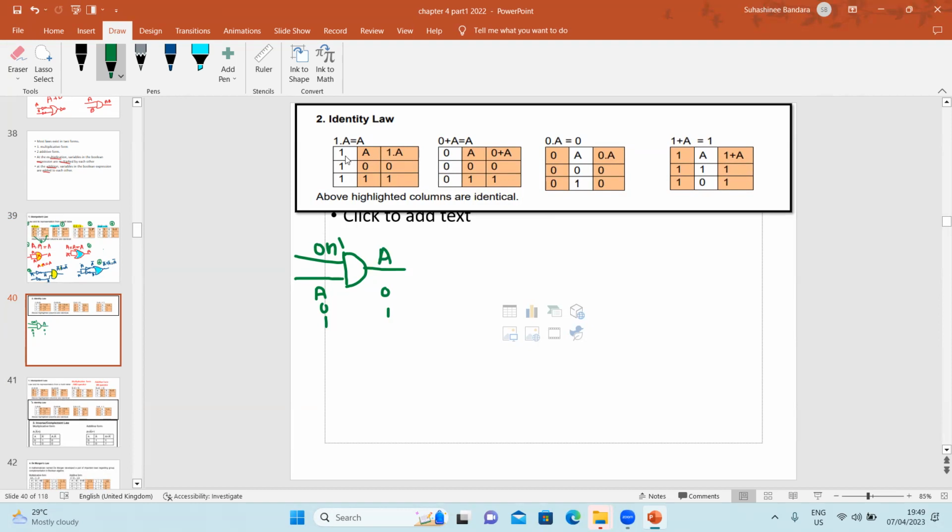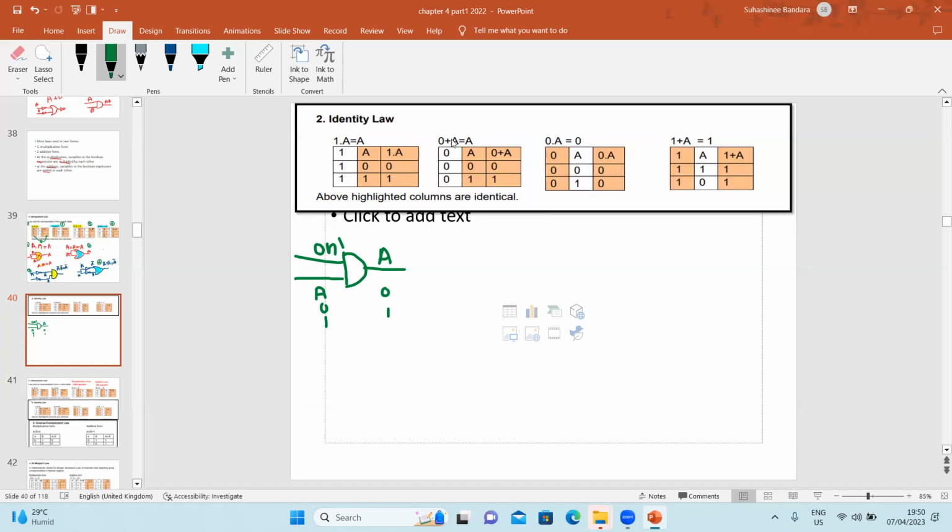Look at this one. In the truth table, we have 1 as one input and A as another input. So A has two possibilities, 0 and 1. So 1 into 0, 0. 1 into 1, 1. So the output will be, what's that? It is identical. The output of 1 into A is equal to A. So identity law says 1 multiplied by A is equal to what? A. It is equal to A.